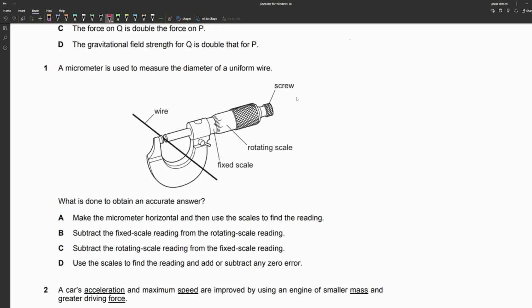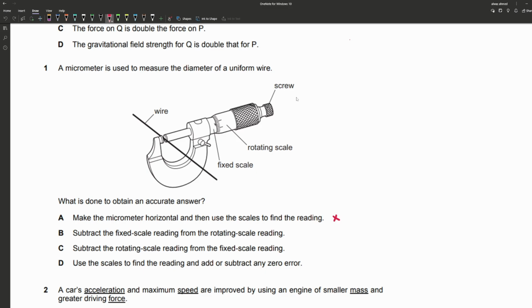Okay, so in the next question it says a micrometer is used to measure the diameter of a uniform wire. What is done to obtain an accurate answer? Okay, A, make the micrometer horizontal and then use the scales to find the reading. Well, honestly, the orientation won't make a difference at all in your reading, so this is not the correct answer. B, subtract the fixed scale reading from the rotating scale reading.